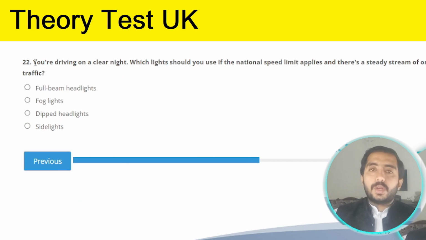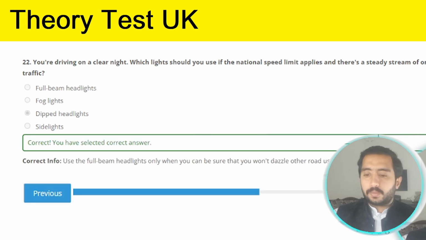You are driving on a clear night. Which lights should you use if the national speed limit applies and there is a steady stream of oncoming traffic? Which headlights will be used in this case? The answer to this question is you can use dipped headlights. Option C is the correct one.